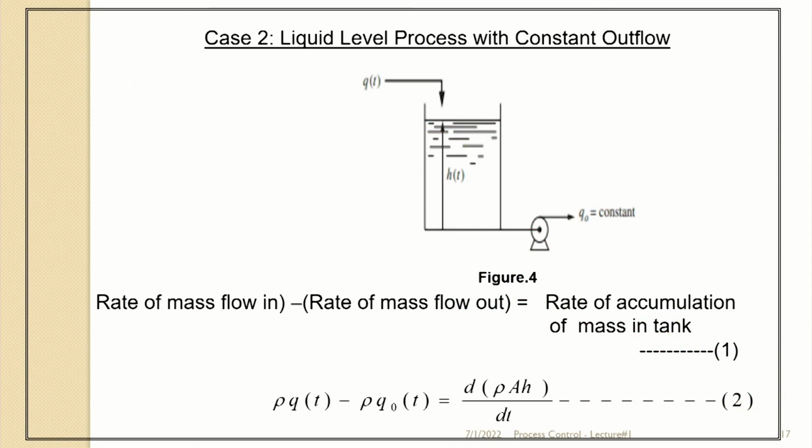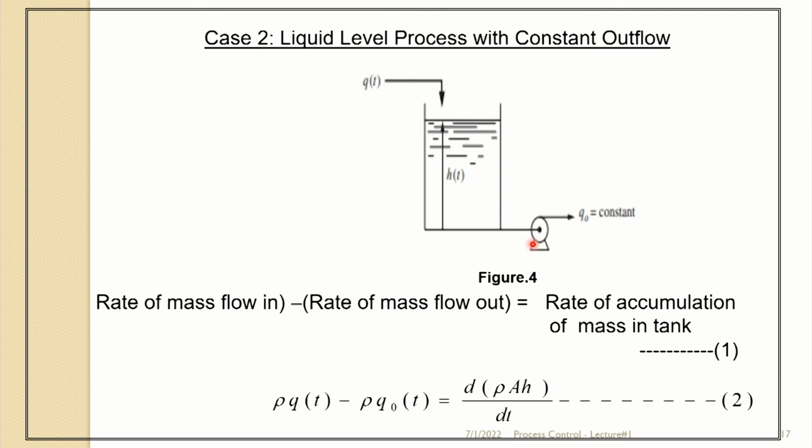Whereas in this diagram, there is a inlet flow rate, but the outlet flow rate is connected with a constant displacement pump. What is the meaning of constant displacement pump? It will deliver a constant discharge, right? So there will be a inlet flow rate, right?